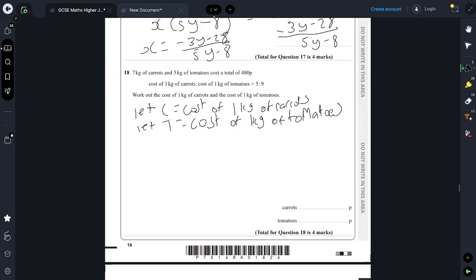Actually, let's have a look at this first bit. We are given 7 kilograms of carrots and 5 kilograms of tomatoes is 480p. And the answer's in pence as well, so just leave it in p. Don't convert to pounds.